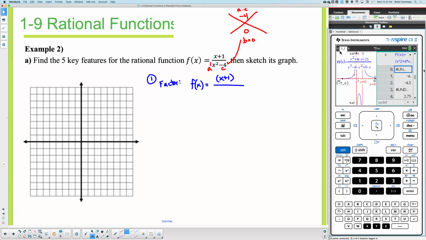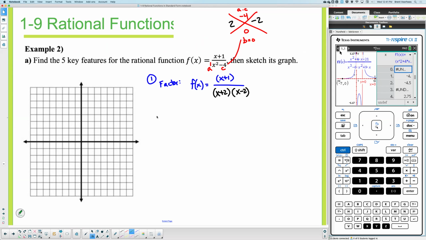It's either 1 and 4 or 2 and 2. Which one adds up to 0? 2 and 2. How do I make it add up to 0? There we go. So I'll plug these in. This becomes X plus 2 and... okay, we factored it. Everybody good so far?